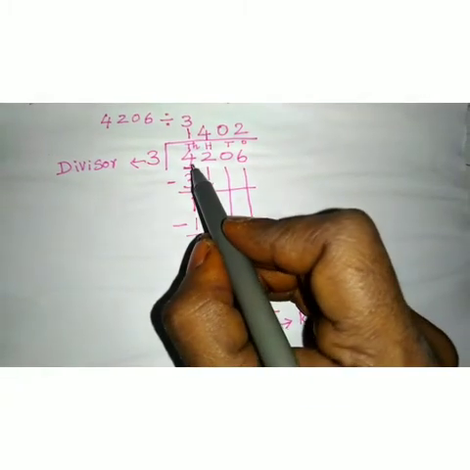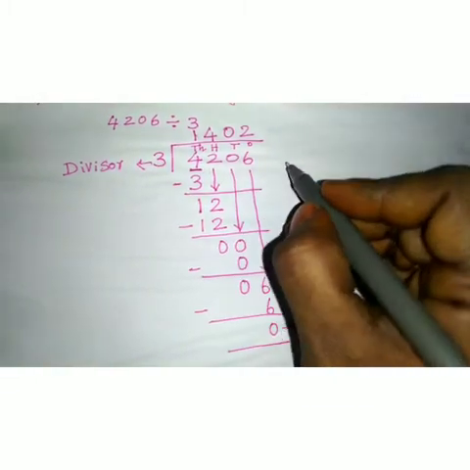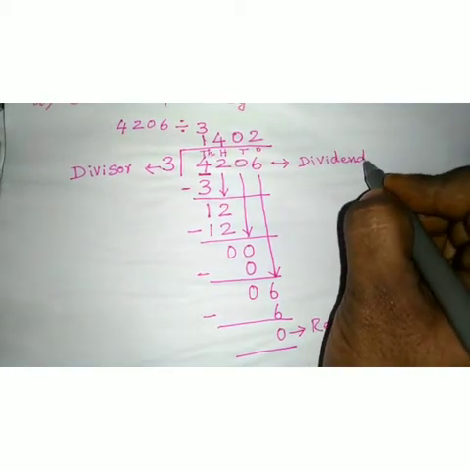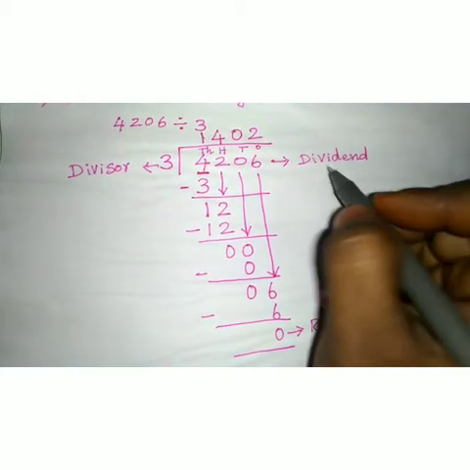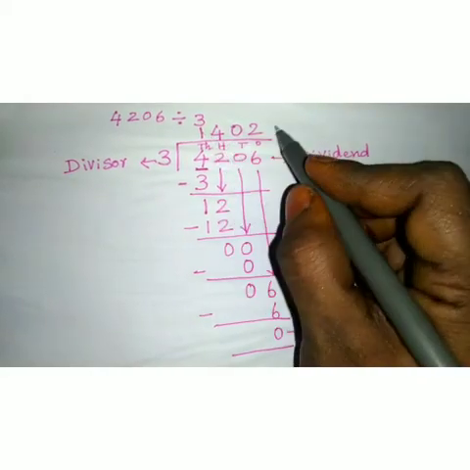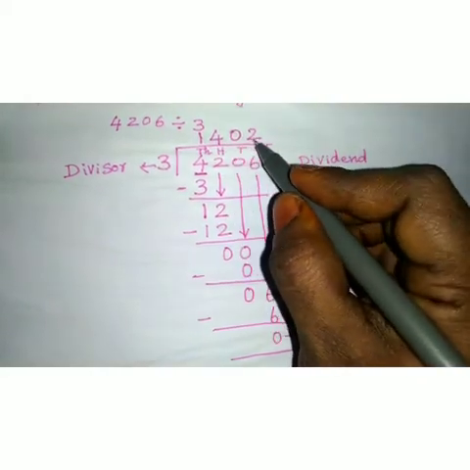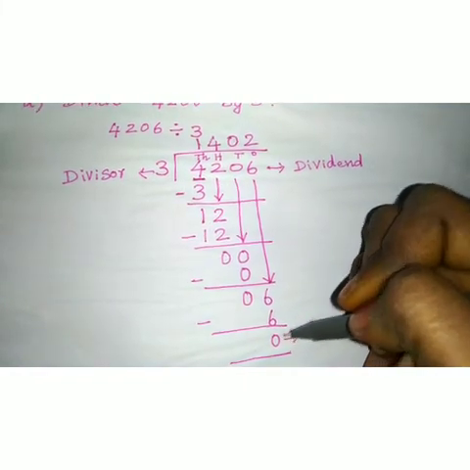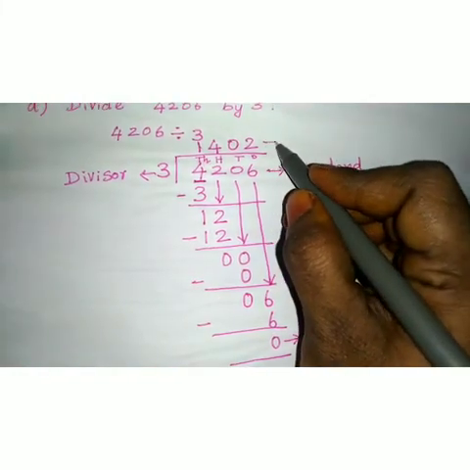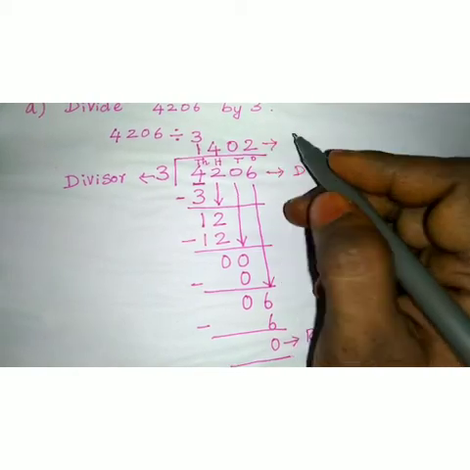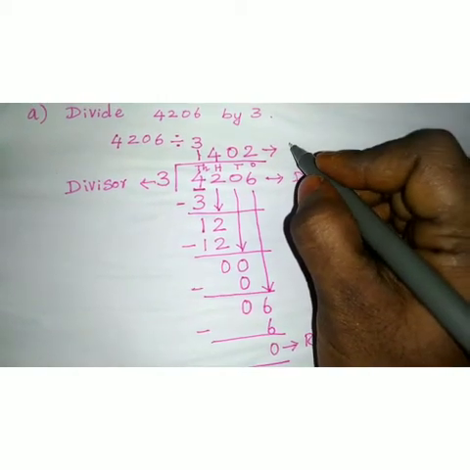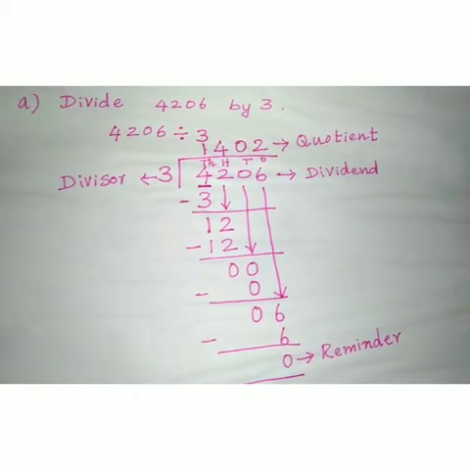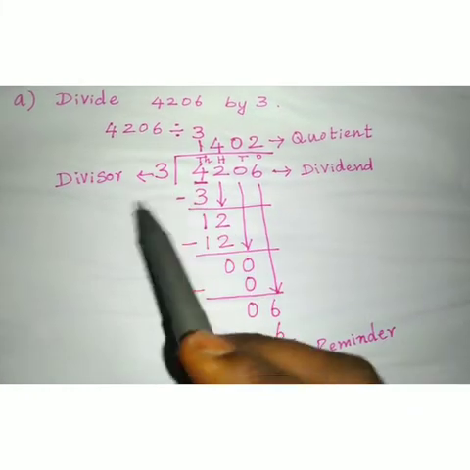And what do we call this? Dividend. We got the answer right. 1402, by multiplying with 3, we will get the answer as remainder 0. So this is the answer for this division. This is called quotient. Hope you all are clear what the terms are that we use in division.